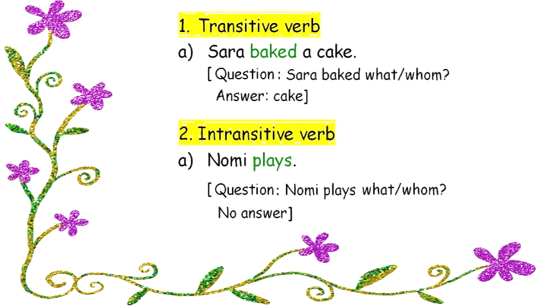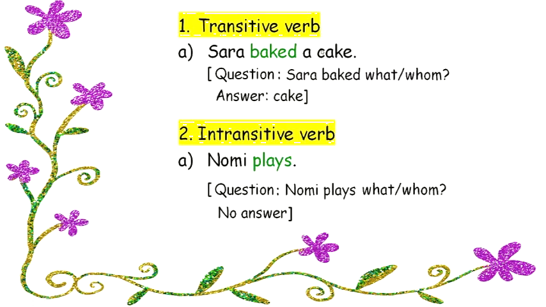Let us see this sentence: Sara baked a cake. Now if I ask the question, Sara baked what? Then the answer is cake. Okay? So when our object gives us the answer to the question what or whom, that means the verb used in that sentence is a transitive verb.